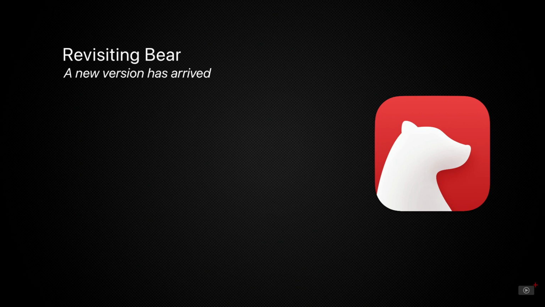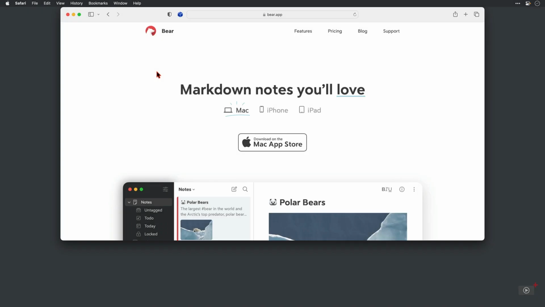Well, now we have Bear 2.0, which is a far more complete package. It's available on Mac, iPhone, and iPad. And today I'll be looking at the Mac version with you, although I will touch on the iPad version in a later tip video. Let's take a look at the pricing first.